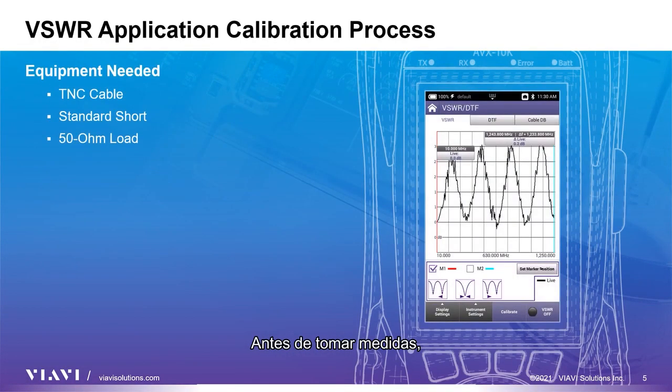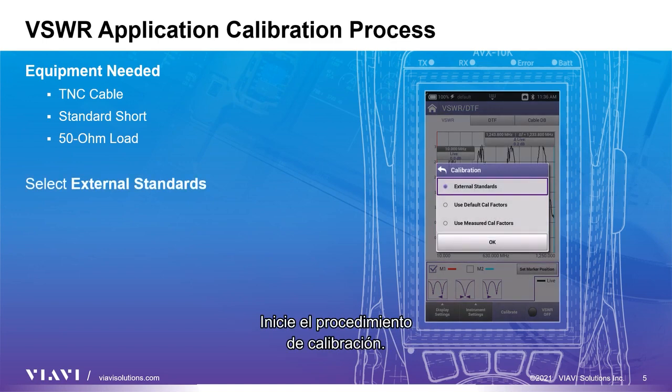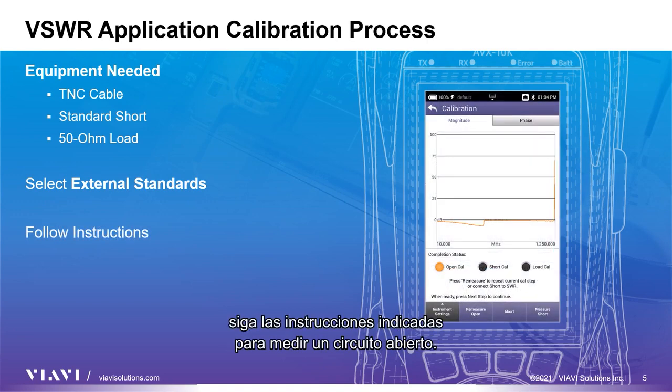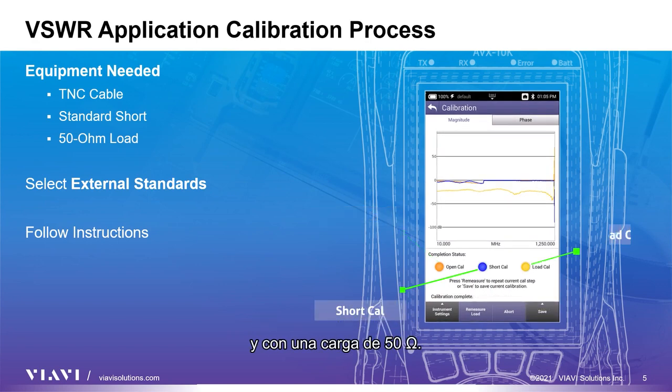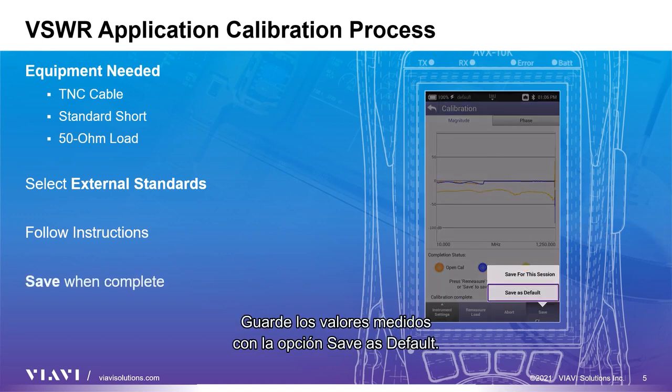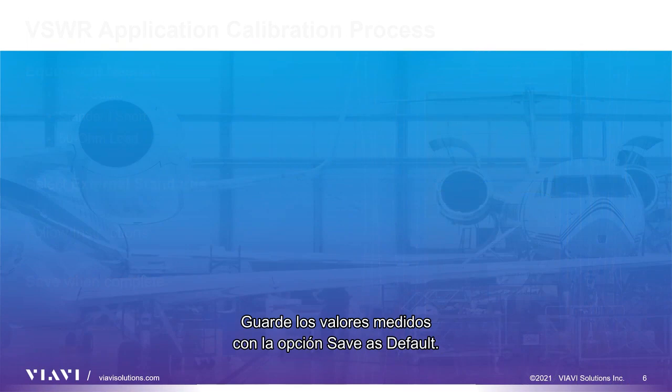Before taking measurements, the calibration procedure needs to be performed. The tools needed include a cable, a standard short, and a 50 ohm load. If you purchased a kit, you should have this equipment. Start the calibration procedure, select external standards and then follow the instructions provided to measure an open, with cable attached, then measure with a standard short, then measure with the 50 ohm load. Finally, save the measured values using the Save as Default option.